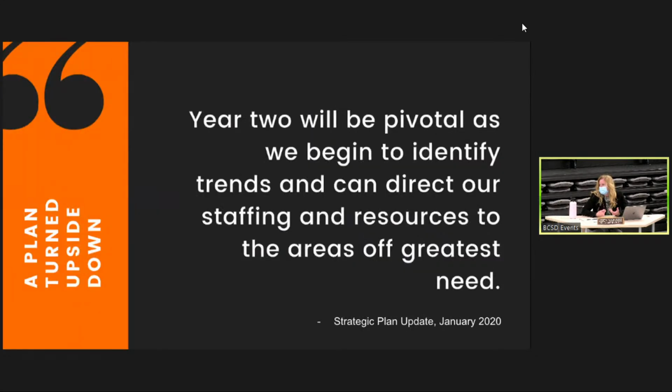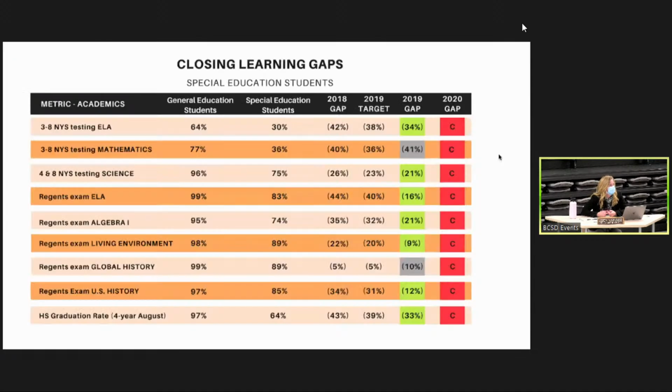So last year when I was presenting, I talked about how year 2 would be really important to identify some trends and really direct our staffing, and so that's a little bit skewed at this point. We were starting to see some advances in closing our learning gaps. You can see we were making some progress.